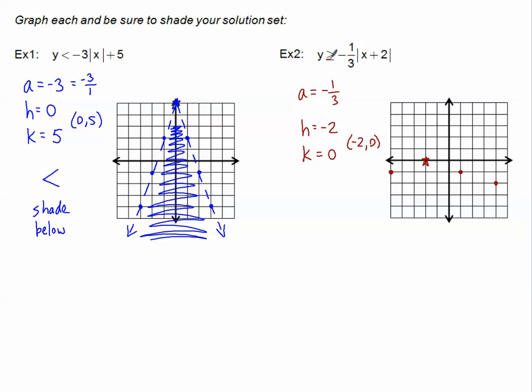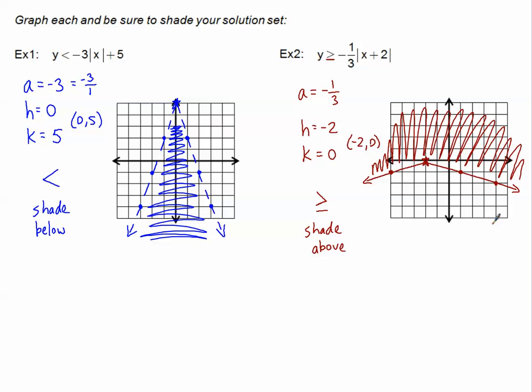Remind myself that I do see this solid line underneath. That means the equal to part. So that means that we're going to have a solid V here. And I can connect all of the points with a solid line. And remind yourself, if you see a greater than or equal to, we must be shading above. So again, this V has separated our plane into two parts, the stuff that's above and the stuff that's below. Since it's greater than, we shade above. And that's how we graph absolute value inequalities.